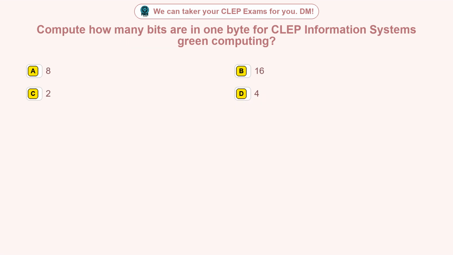Question 90. Compute how many bits are in 1 byte for CLEP Information Systems green computing? Option A 8. Option B 16. Option C 2. Option D 4. The correct answer is option A 8.